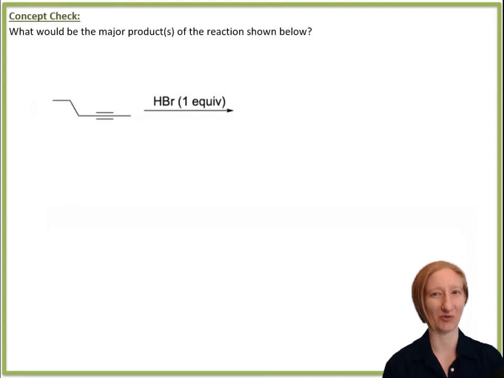Let's try an example. Use the mechanism that we just learned to predict the major products of the reaction shown. In the reaction of an alkyne with HBr, we'll start with the dissociation of the acid into the proton and the bromide anion. The nucleophilic alkyne attacks the proton, and at the same time, the bromide anion attacks the more electrophilic carbon of the alkyne, the carbon that would otherwise become a carbocation.